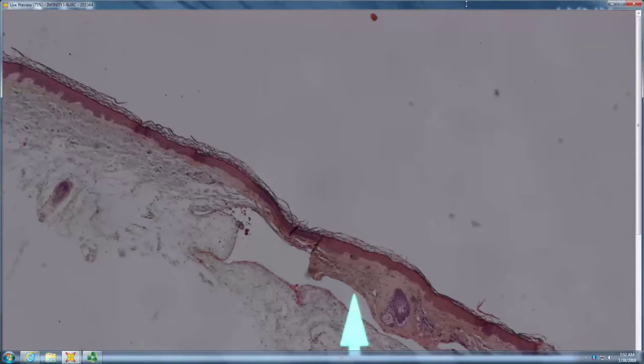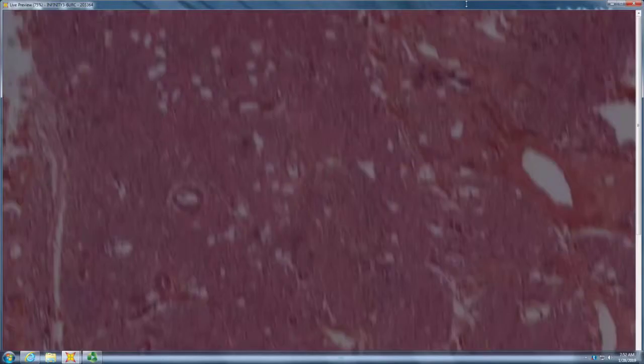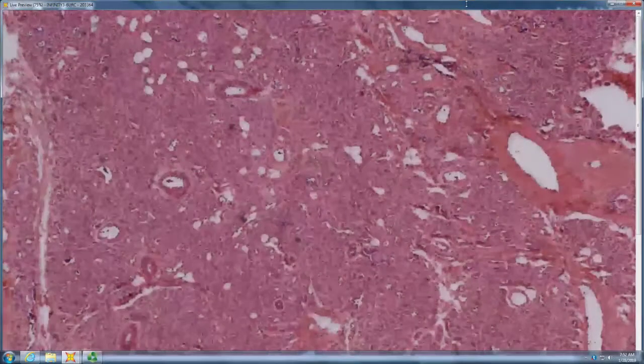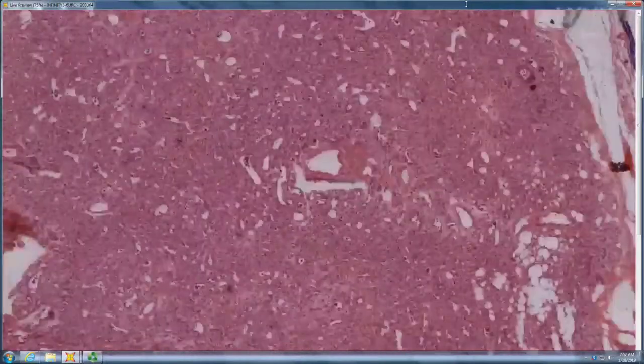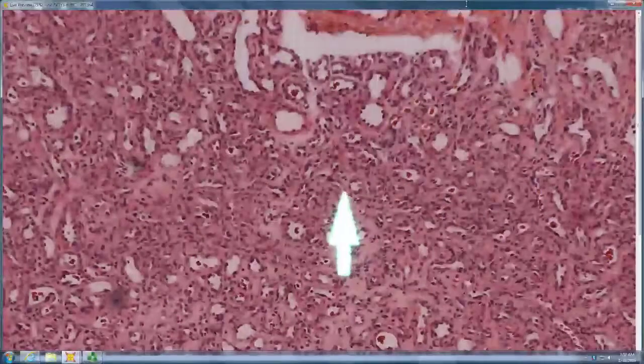Yeah, be kind of flattened, just one layer thick endothelium. Common on the ears, on sun damaged skin. Venous lake. Just lots and lots of tiny little round vessels.